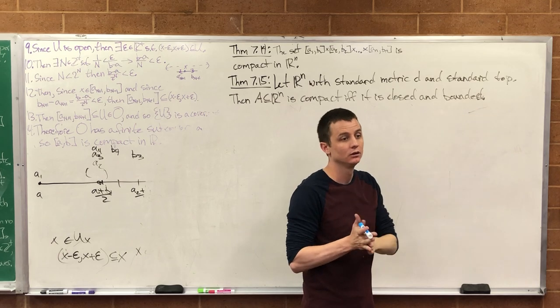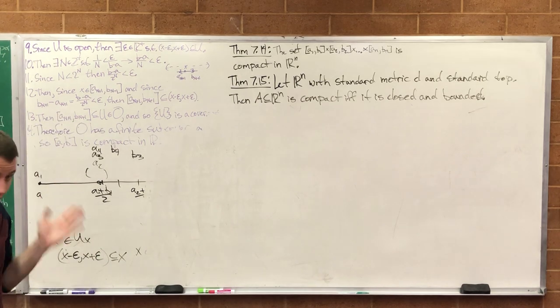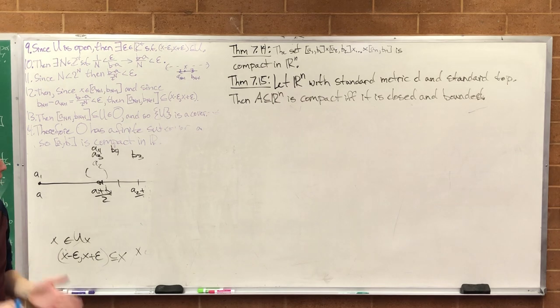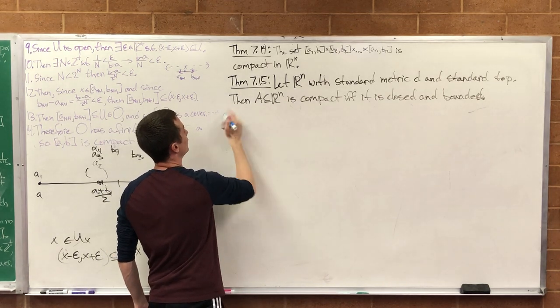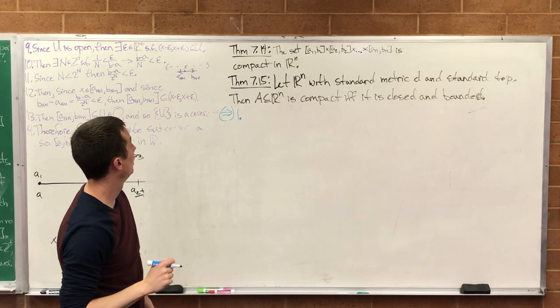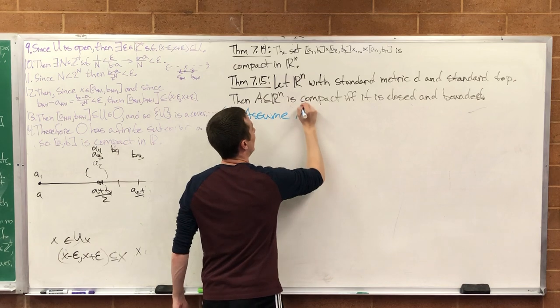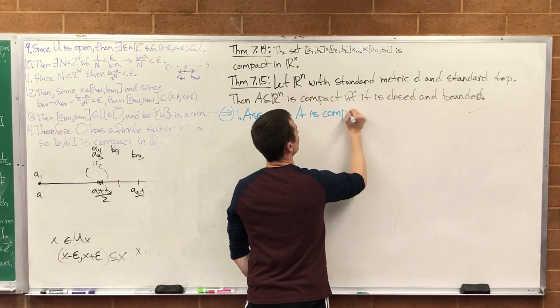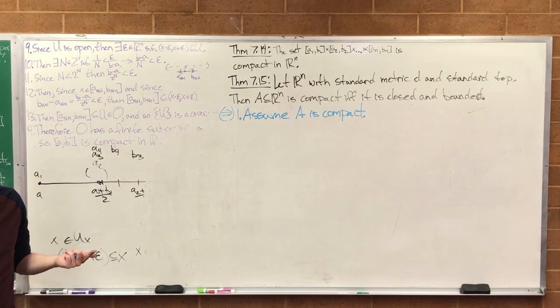This is what we were working our whole way up to, this proof. So inside of the standard topology in calculus, closed bounded sets and compact sets are the exact same thing. That's what we're going to prove. So one, assume A is compact. Now I need to show that A is closed and A is bounded.